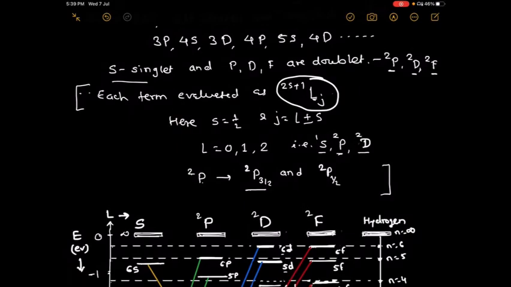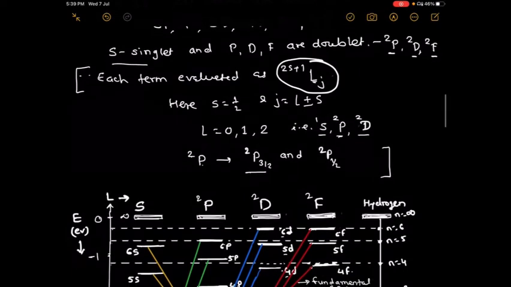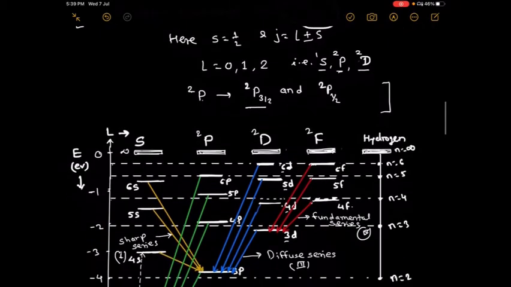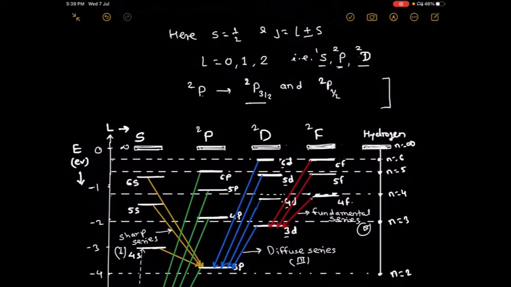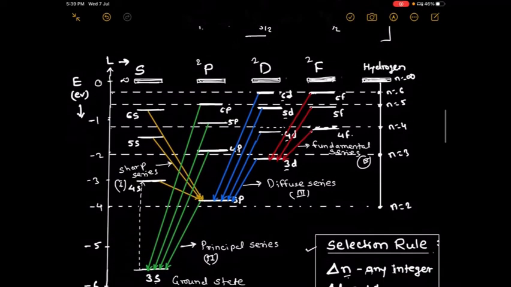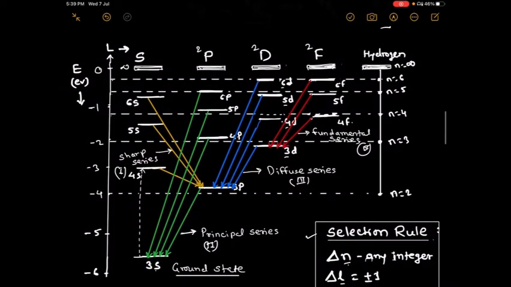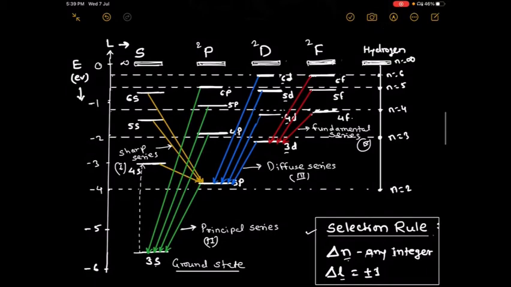Now, considering all doublet terms, we take them into consideration for drawing the spectral series of sodium. We explain that diagram here. Here, the excitation energy is taken along the y-axis. That excitation energy, also called wave number, is expressed in terms of electron volt. And L equal to 0 is the S state. This is the singlet, all are singlet. Doublet P, doublet D, doublet F.